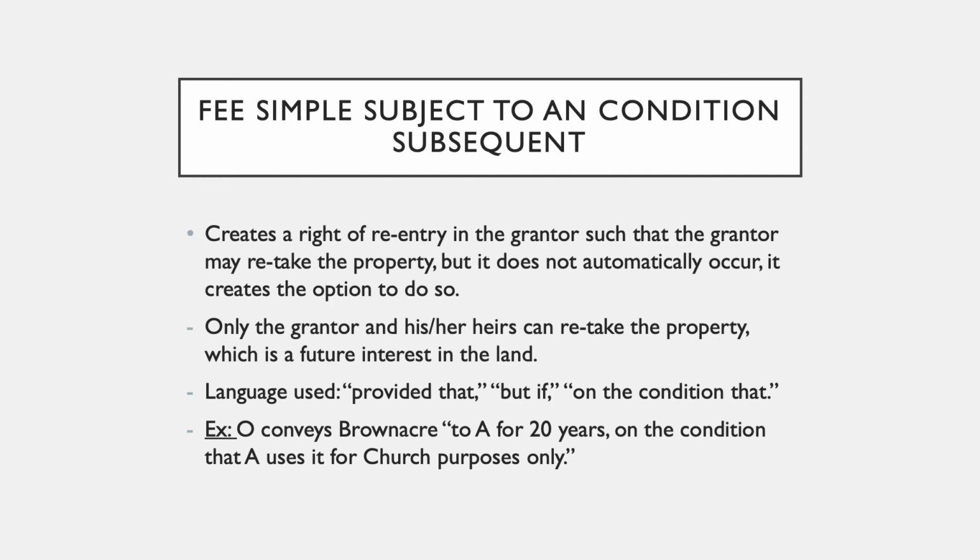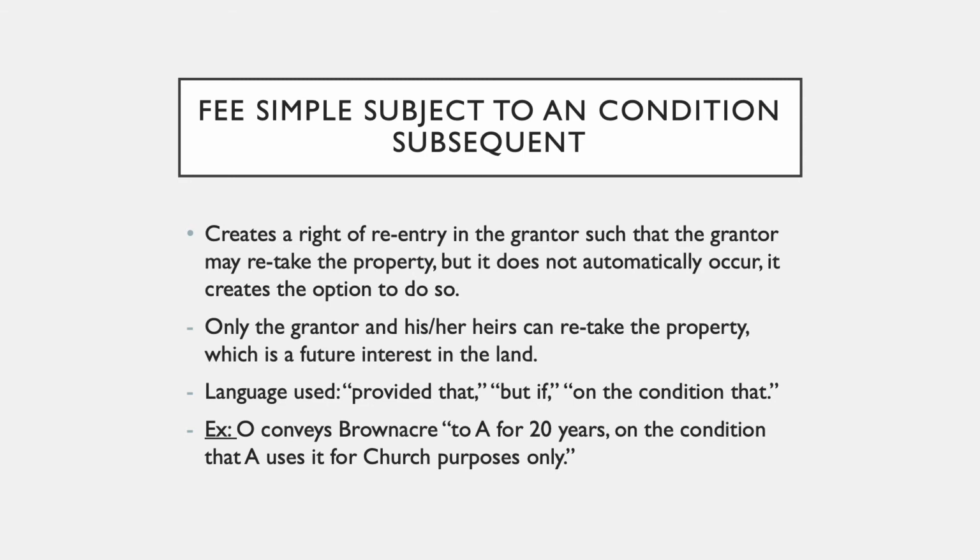An example of this is O conveys Brownacre to A for 20 years on the condition that A uses it for church purposes only. Okay, so O gives Brownacre to A for 20 years, right? As we can see, that's very clear. However, there's a condition subsequent here because A can only use that property for church purposes only for 20 years, right?